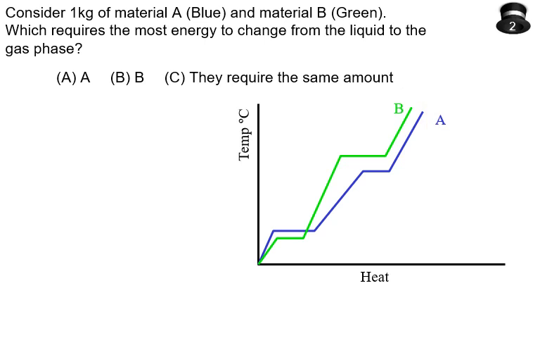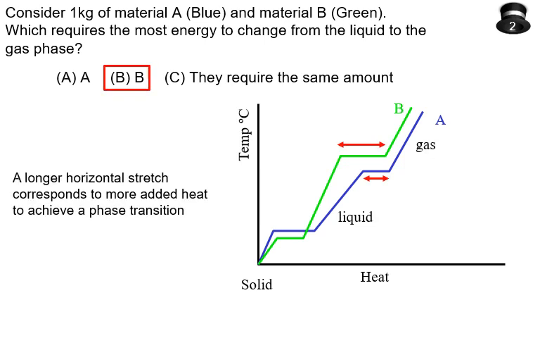The question here is, which one is going to require the most energy to change from the liquid to the gas phase? So keep in mind, horizontal lines, that's always where you're paying energy, but you're not changing temperature. So that means you're paying energy to change phases. And you basically only have 2 phase changes, right? You have solid to liquid and liquid to gas. So which one of these 2 requires the most energy to change from the liquid to the gas phase? I'm going to assume that you have paused and you have come back, and you'll see that it's B.